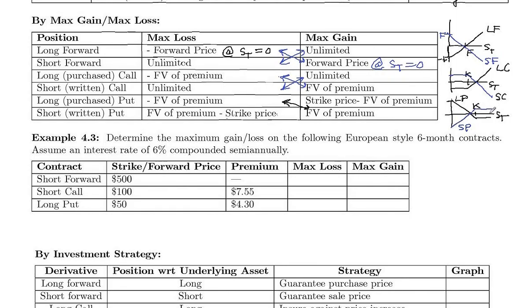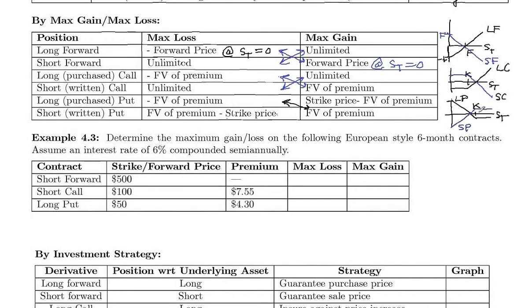Because if the accumulated value of the premium was not included here, this graph would look like this. The payoff graph would max out at 0, and then the min would be at negative strike price. So that's the accumulated value of the premium minus the strike. And then once the market price is past the strike price, your profit maxes out here at the accumulated value of the premiums.